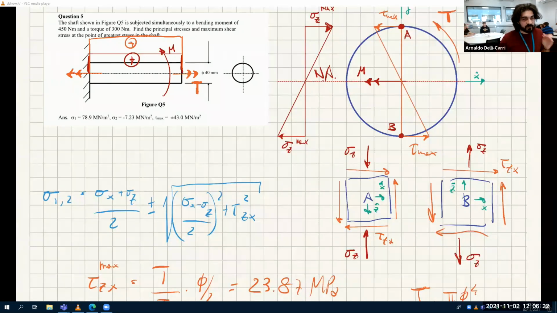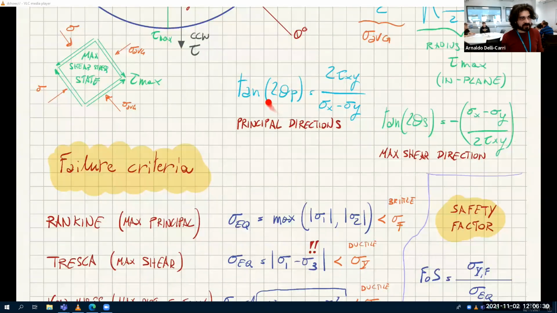For the analytical method, which equations are used to find the theta values? These ones. This one is for the principal directions, and this one is for the maximum shear direction, which is just equal and opposite. So this is just the opposite of this with a minus sign in front.